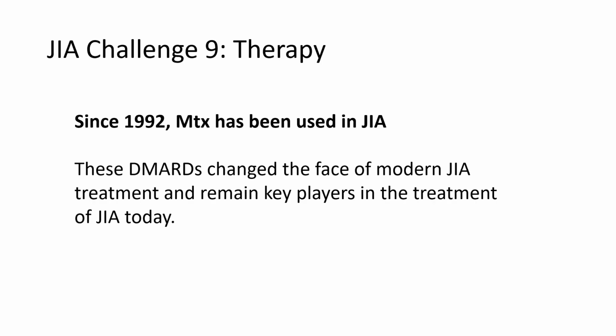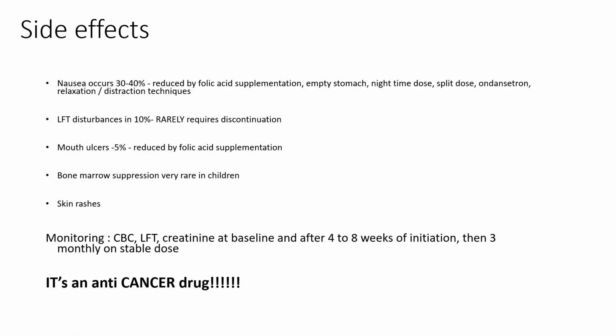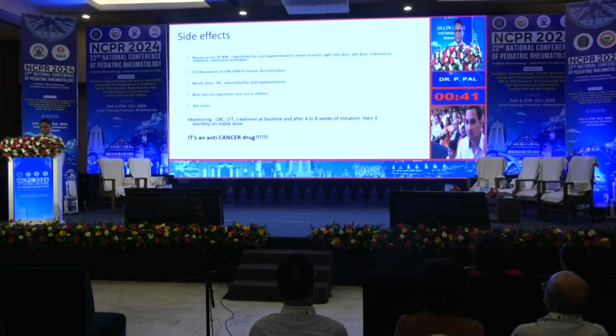Challenge 9, therapy. Methotrexate has been used in JIA since 1992. People who use it know that it's a safe drug. But for someone who does a Google search, it's an anti-cancer drug. Doctor, you are prescribing an anti-cancer drug for my child. Even when I first started prescribing, one of my very senior colleagues asked me, will you prescribe this drug for your son? I said, yes, of course, it's a safe drug. It's an established drug. Why should we not be using it?